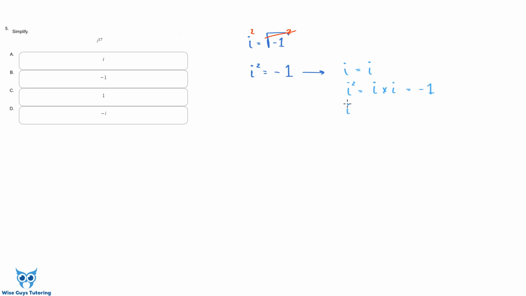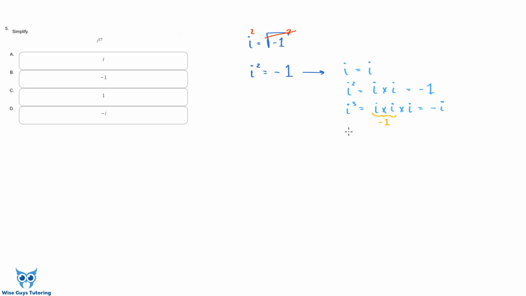We can also have i cubed. Now what's i cubed? It's i times i times i. We know that these two guys right here, i times i, are equal to -1. So when I say i times i, that's -1 times i, which gives -i.